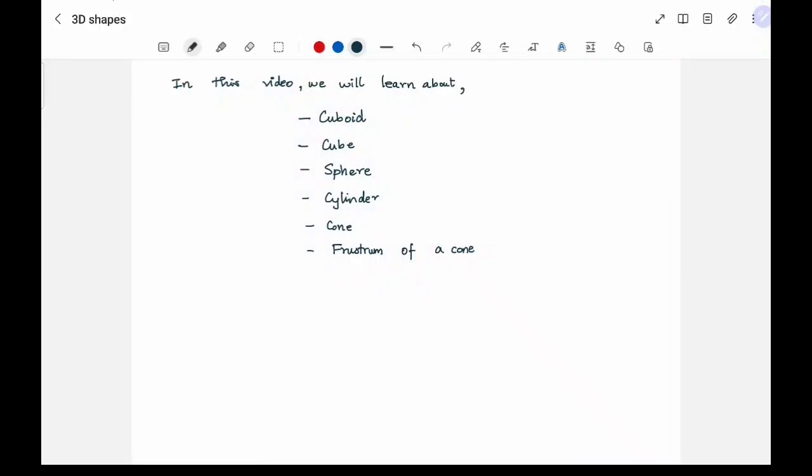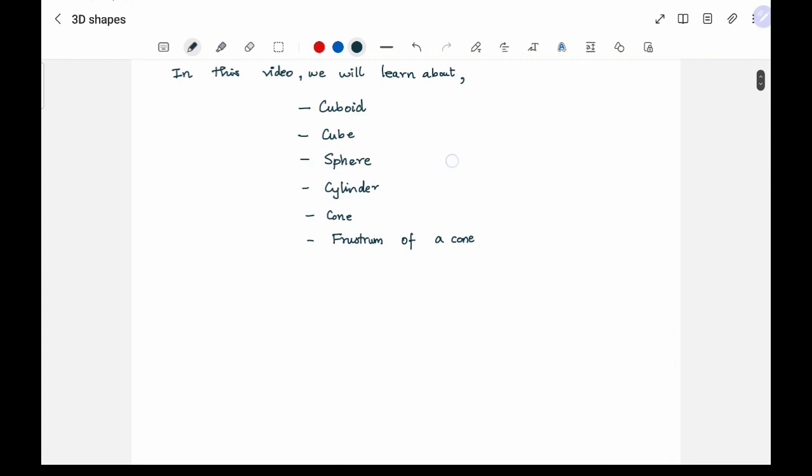In this video we'll learn about 3D shapes. So we'll learn about cuboid, a cube, a sphere, a cylinder, a cone, and finally a frustum of a cone. So let's get started.